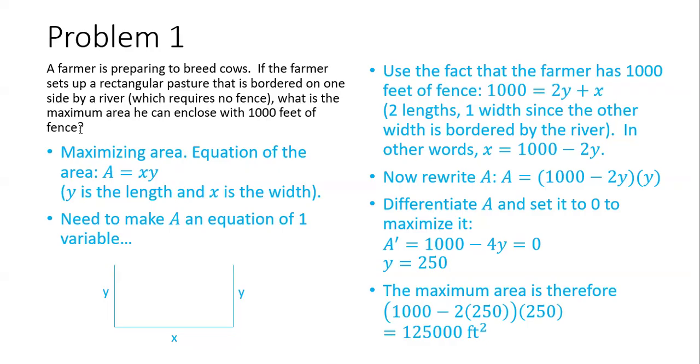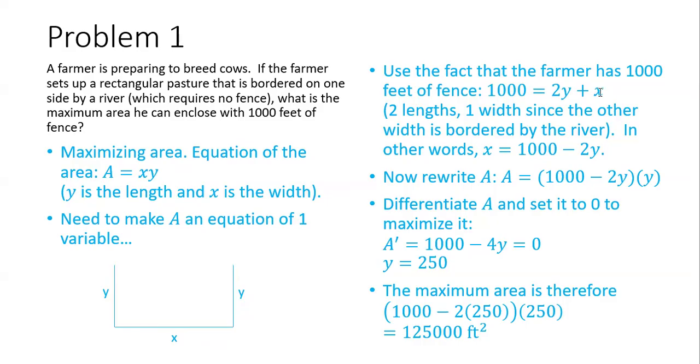This is related to the perimeter, except it's not a fully enclosed rectangular pasture because it says that one of the sides is bordered by the river, so we don't need a fence. Well, we don't need fencing there. So if we call this dimension y, okay, and this dimension x, the perimeter or the amount of fencing that we have is y plus x. Okay, so turning that to equation, 1,000 equals 2y plus x.